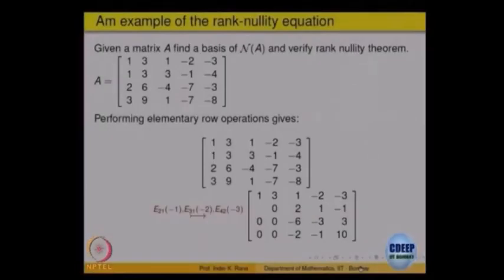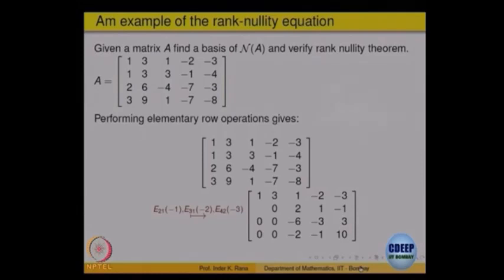Let us do one more example to get the hang of everything that we are doing. You are given a matrix A which looks like this. What is the order? It is 4 cross 5. What we want to do is verify the rank nullity theorem.